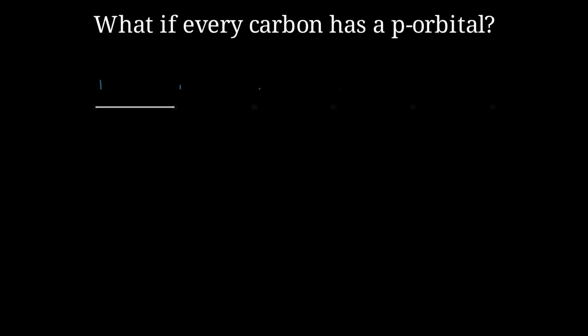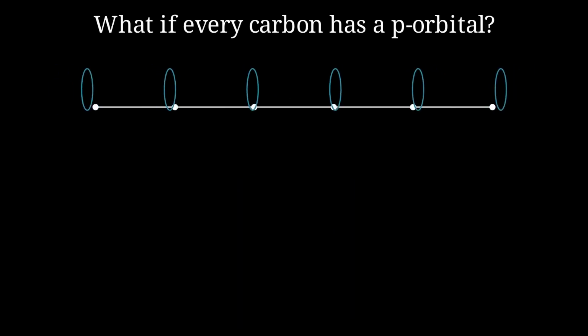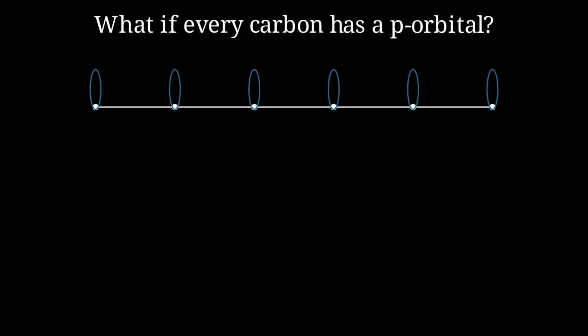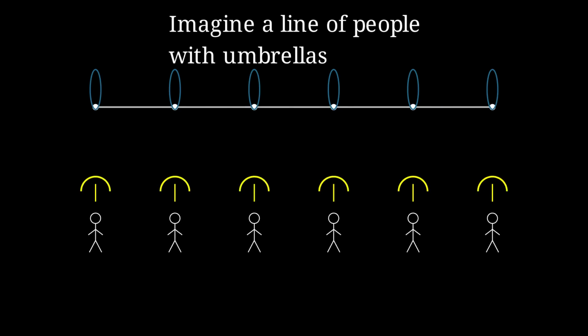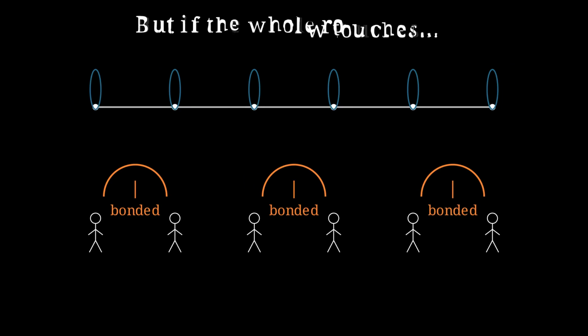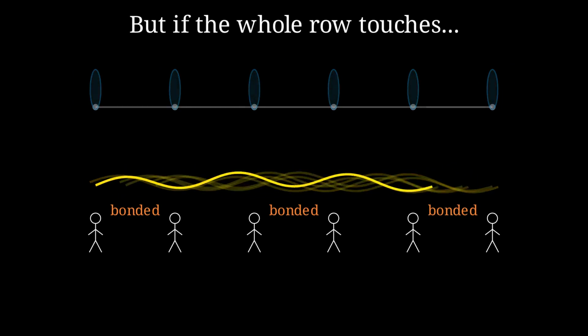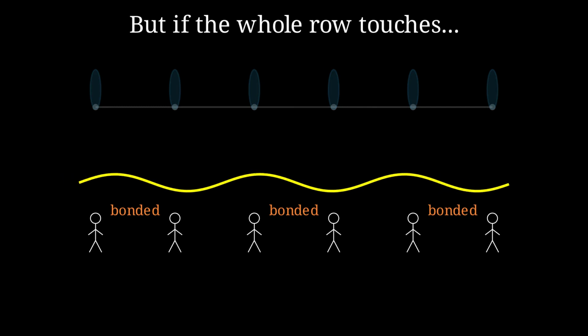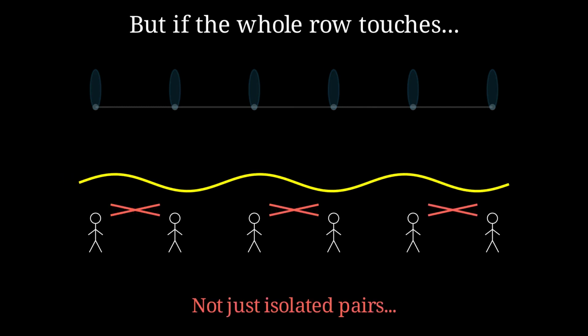But what if we have a chain where every carbon has a p orbital? Imagine a line of people holding umbrellas. If 2 people hold one umbrella, they are bonded. But if a whole row of people are all holding umbrellas that touch each other, you don't just have individual pairs.